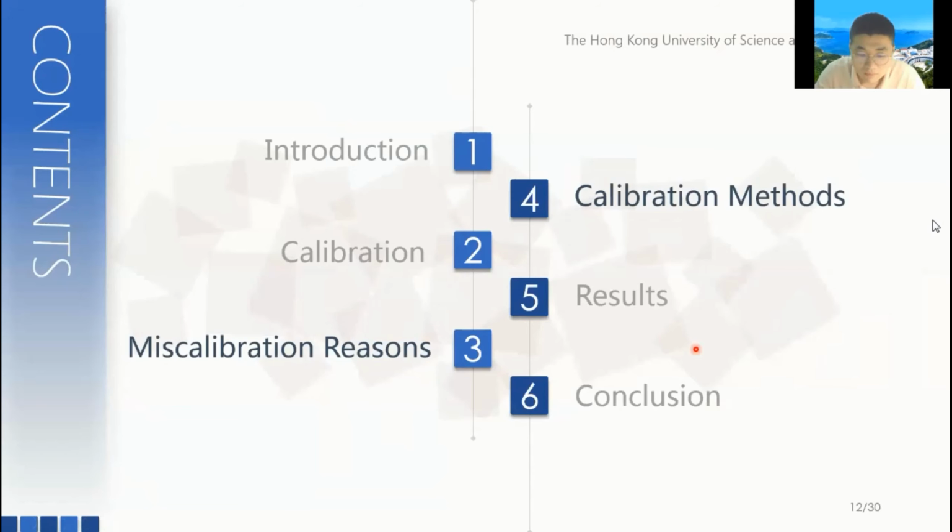Thank you. So why do we have such serious miscalibration on the deep learning models? I will introduce miscalibration reasons and the calibration methods as following.